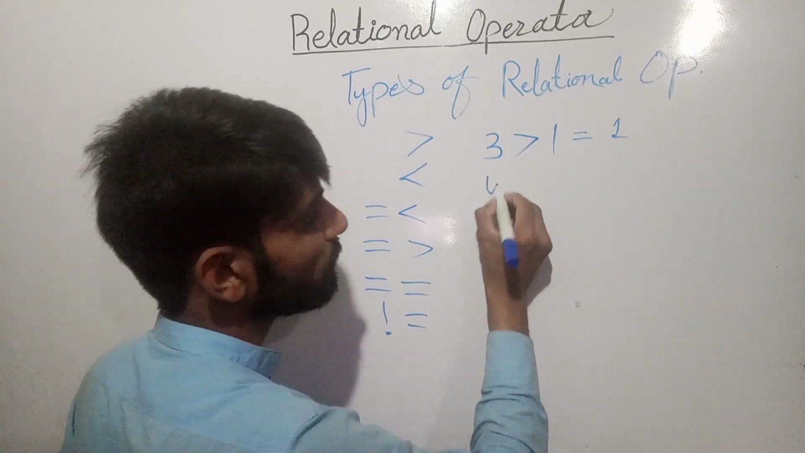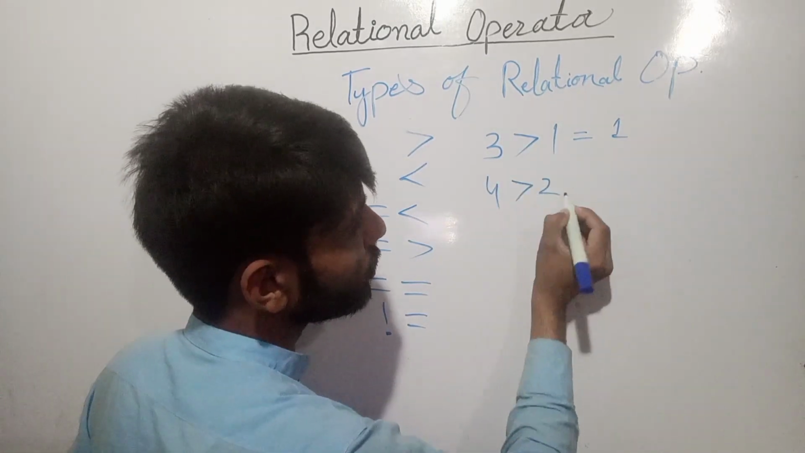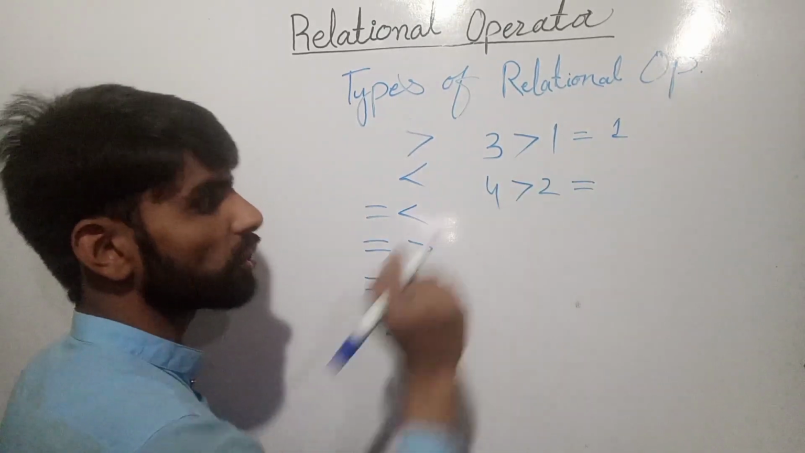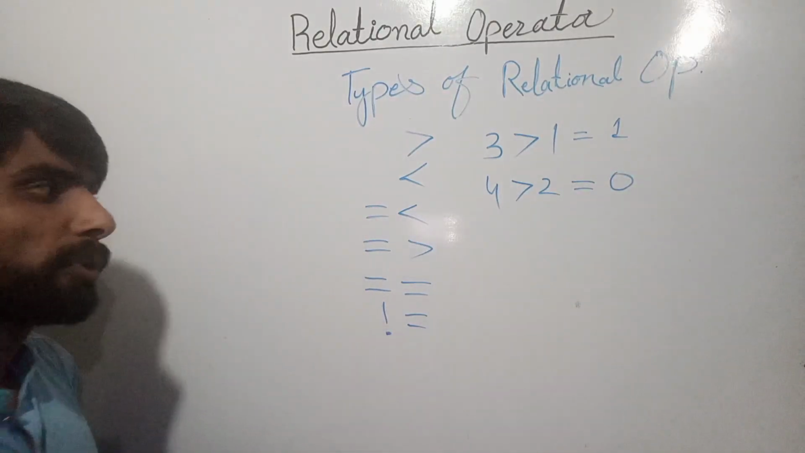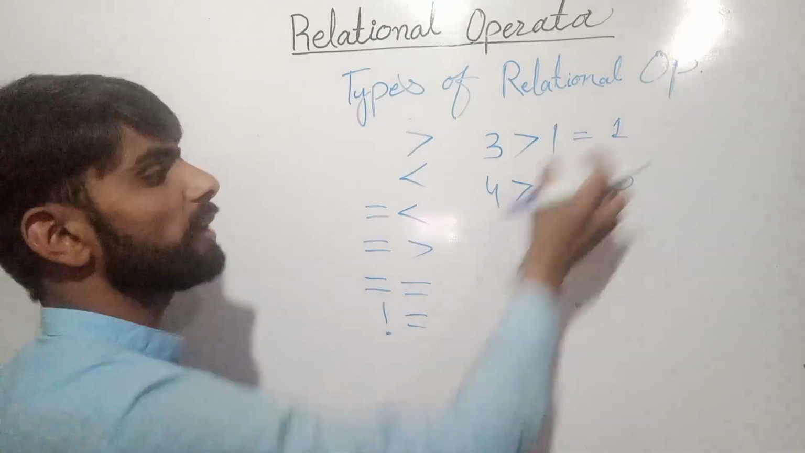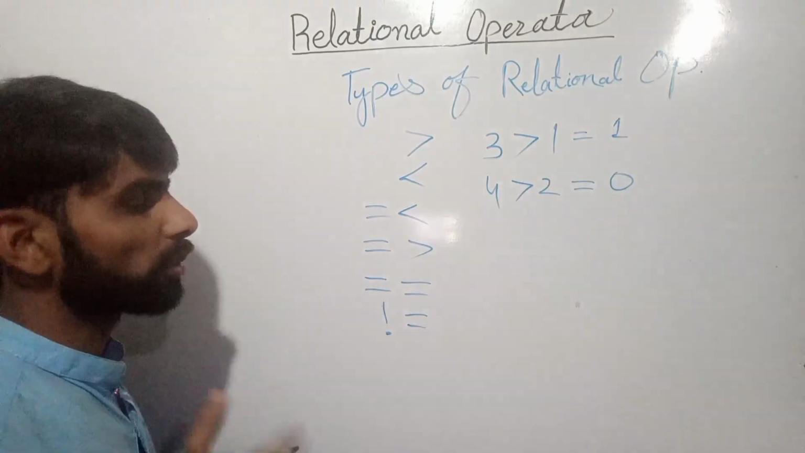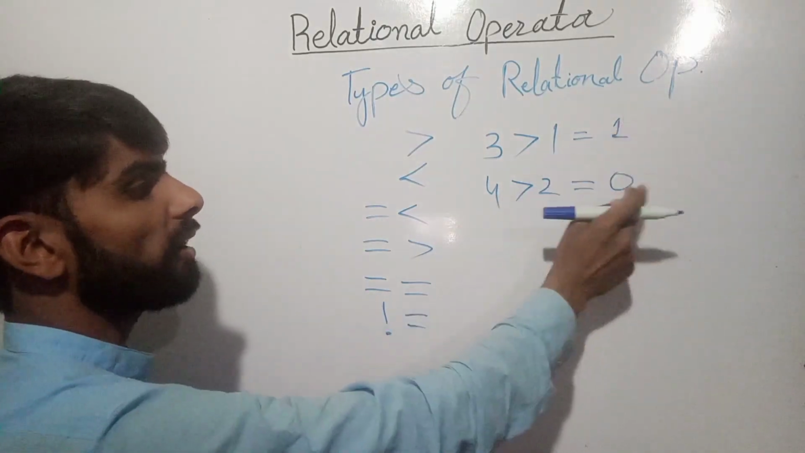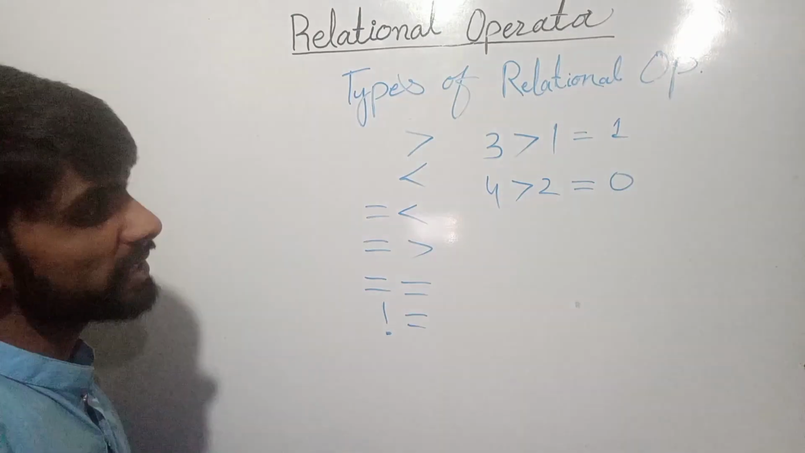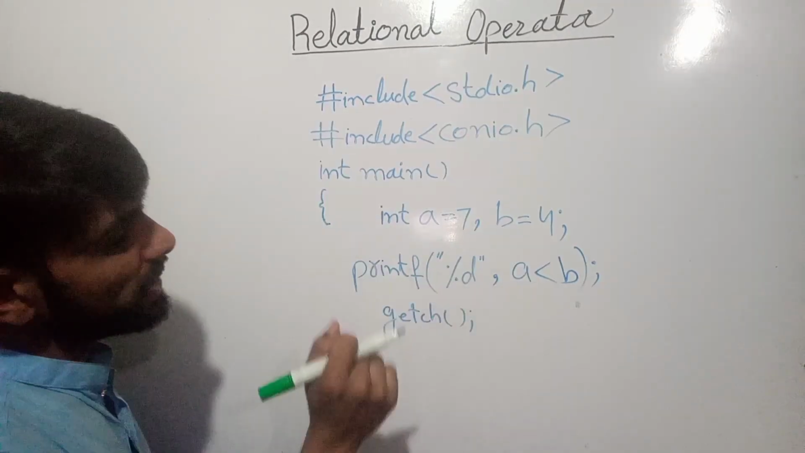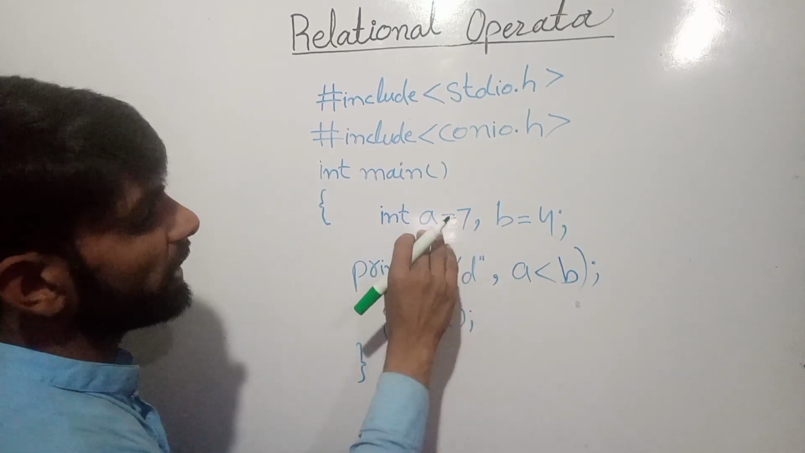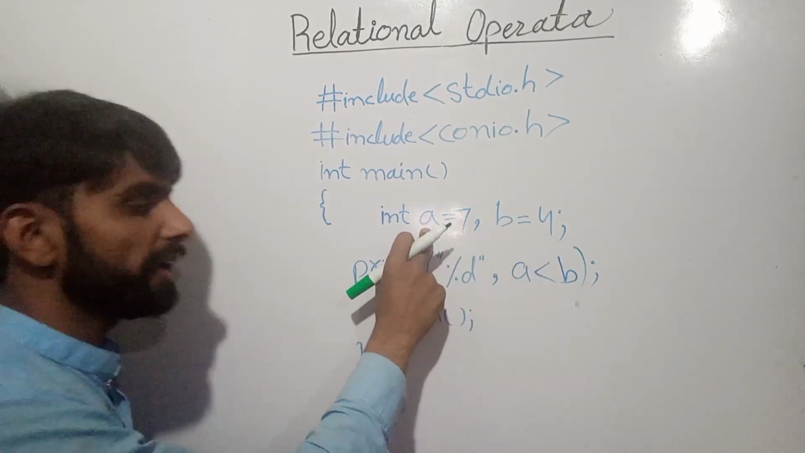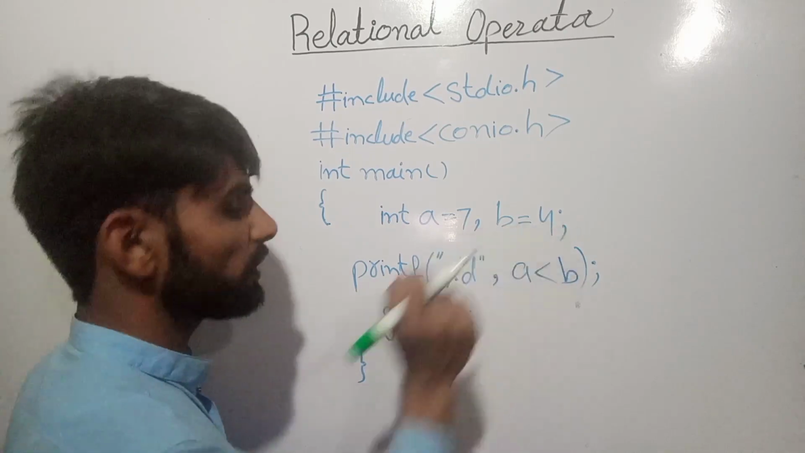So that's why this condition is true. If I write 4 greater than 2, this condition is wrong, then we will get 0. So I hope you got it. We will always get two possible outputs, 1 or 0. So let's understand with an example. This is a simple C programming example. In this program I have declared two variables: a is equal to 7 and b is equal to 4.